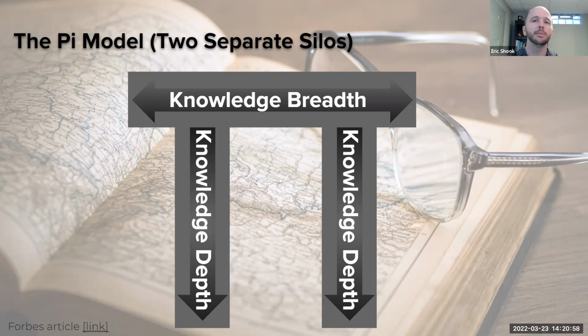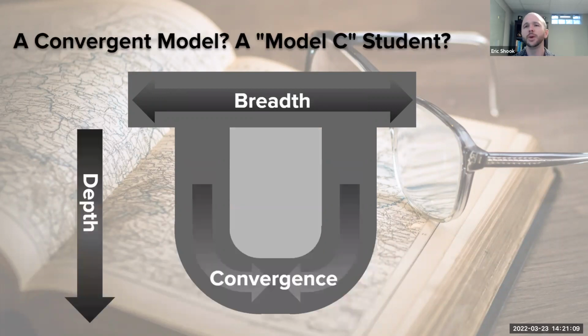But what's interesting about this model is that they're still not talking to each other. What you're doing is entering two separate silos where there's not really a lot of interaction. What we might need, and what I'm potentially proposing, is a new model, maybe a Model C student, where we have more of a convergent model, where learners and instructors are intentionally bridging the silos in integrating knowledge.